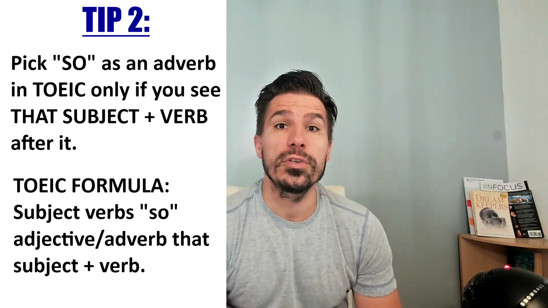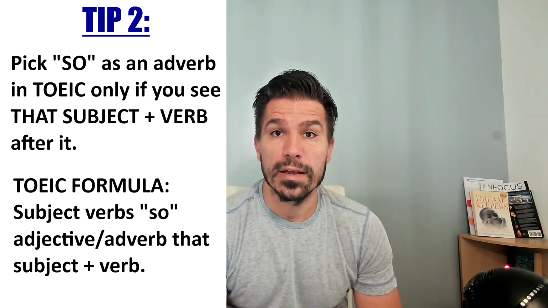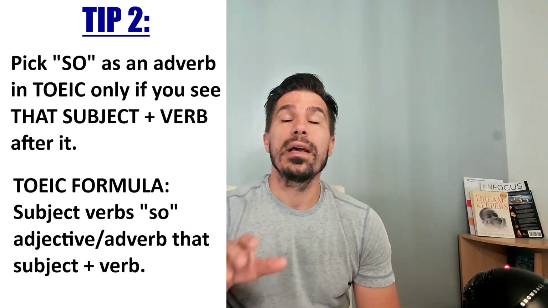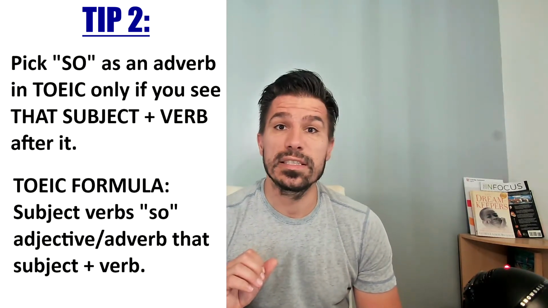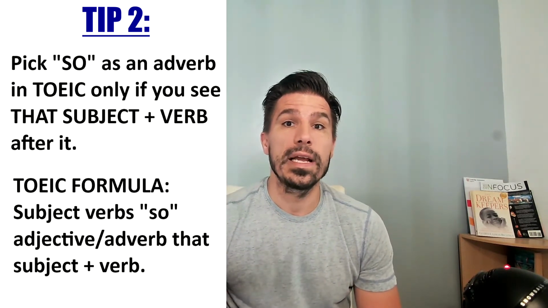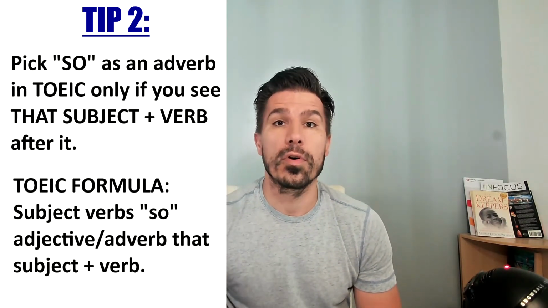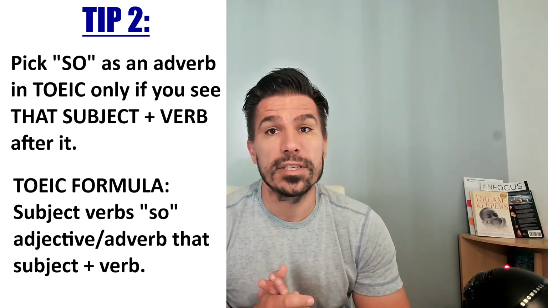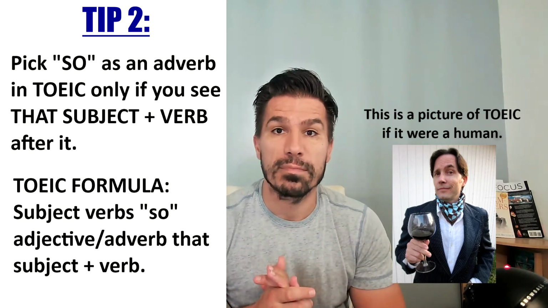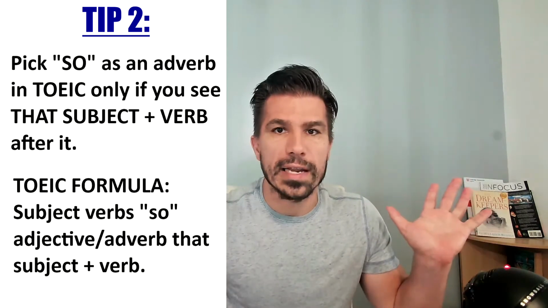Now, tip number 2 for TOEIC is, if you see so as an adverb in TOEIC, you need to have that subject verb after it. Now, this is confusing because in spoken English, we often use so very freely. For example, his beard is getting so long, or the movie is so boring. However, TOEIC is a jerk, and it wants you to use prescriptive grammar, which means it comes from textbooks. It's perfect English, whatever that is.